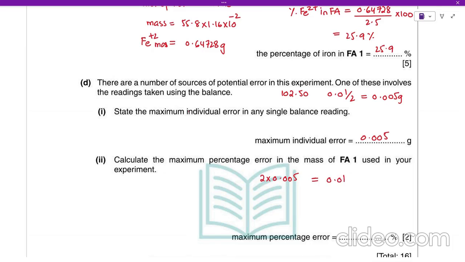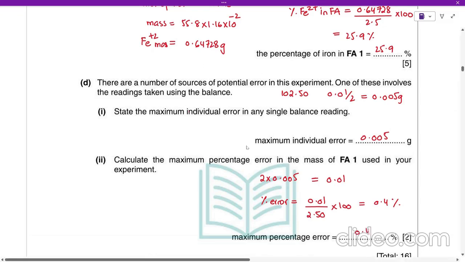So now how are we going to be calculating the percentage error? Percentage error equals 0.01 divided by the mass you actually used to calculate it, which was 2.5 of the Fa1, multiplied by 100. So we will be getting 0.01 divided by 2.5 times 100. So it will be 0.4%. So this will be our answer.